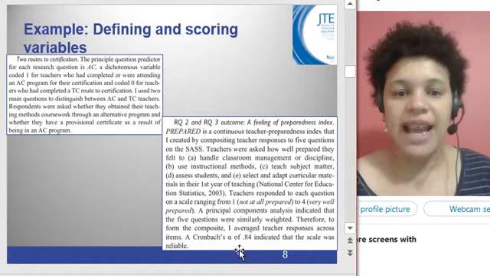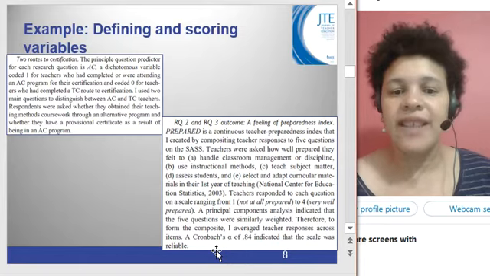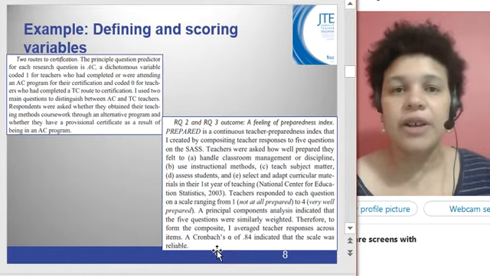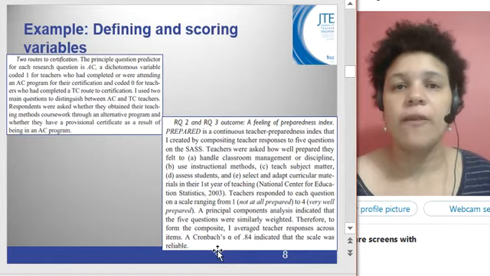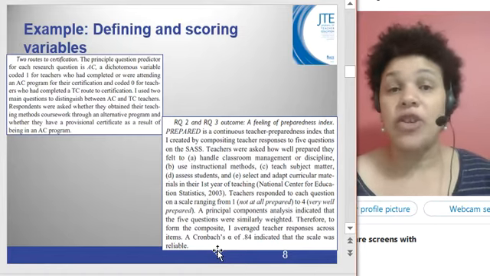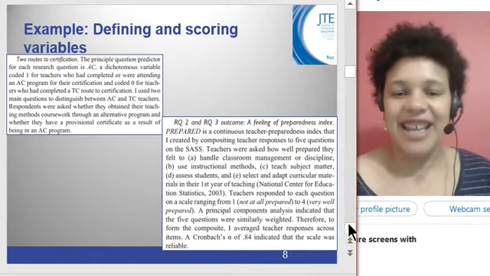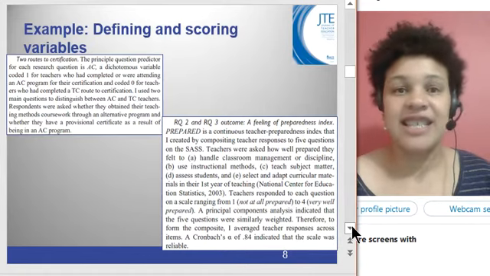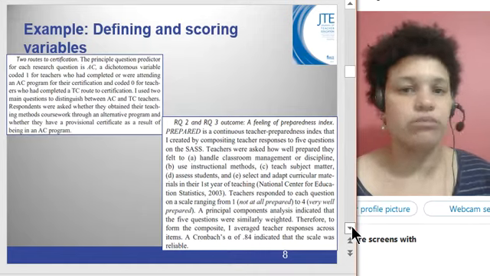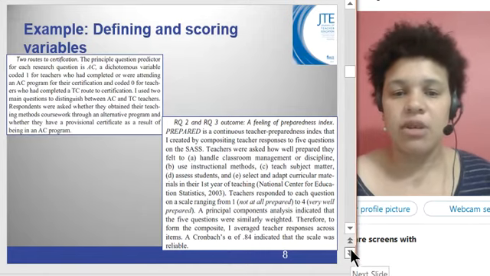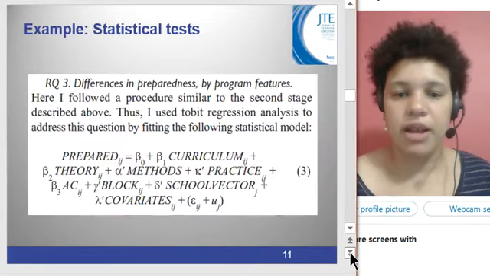To perform the composite, I averaged teacher responses across items, and I write a Cronbach's alpha of 0.84 indicated that the scale was reliable. Okay, and you'll see that term, Cronbach's alpha, referred to when folks are talking about whether they think their scale was any good. But again, it's a statistic, it's a detail that we don't really need to worry about too much. Okay, let's go back.